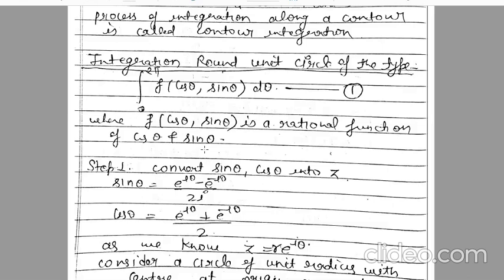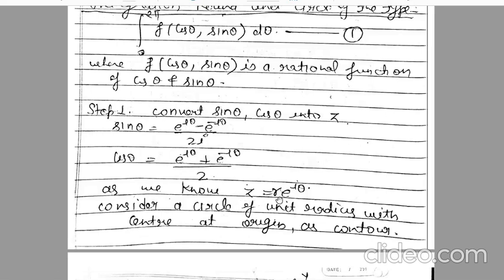So what is the procedure to evaluate this integral? Focus here: step 1, convert sin theta and cos theta into z functions. I told you the formulas of sin theta and cos theta in terms of theta, and we will convert them into z functions. So sin theta is e to the power i theta minus e to the power minus i theta upon 2i. Cos theta is e to the power i theta plus e to the power minus i theta upon 2. We know that.